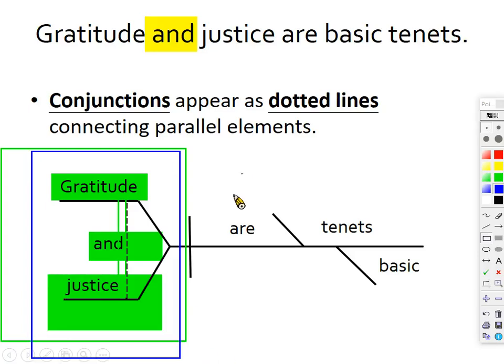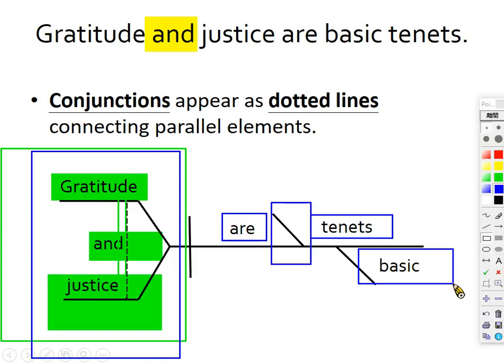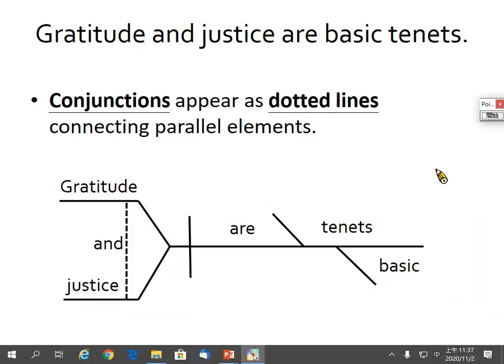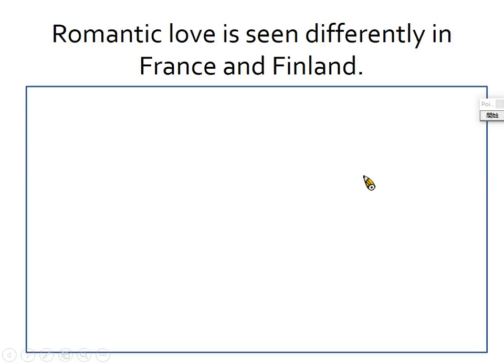Subject divided by the verb, so we have an R here, and the tenets is the subject complement. So we have a diagonal line here, right? So whose tenets? We have basic tenets, right? Okay, beliefs. Okay, how about this?